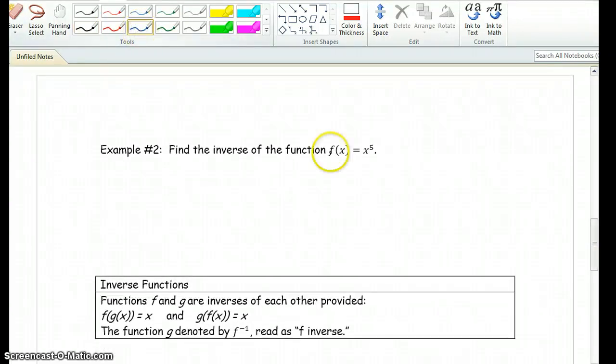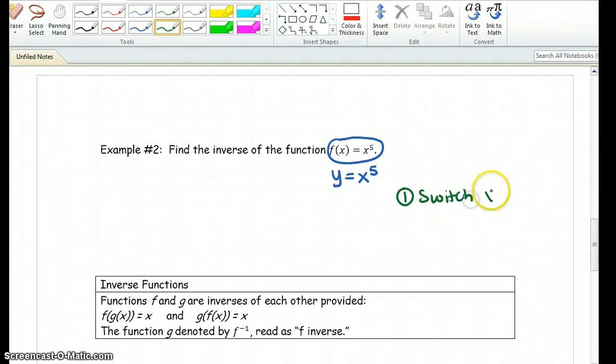Now, don't let this f of x equals x to the fifth scare you. It says find the inverse of the function. We know that f of x is the same thing as y equals x to the fifth, so nothing has really changed. We're going to start with step 1, which is switch x and y. So that means the original equation now will be x equals y to the fifth.